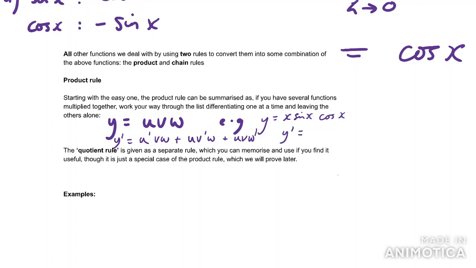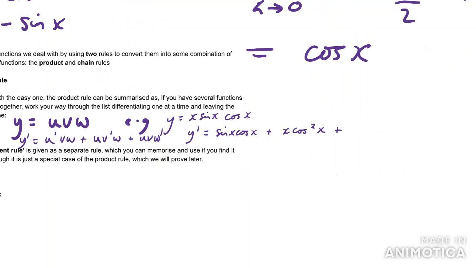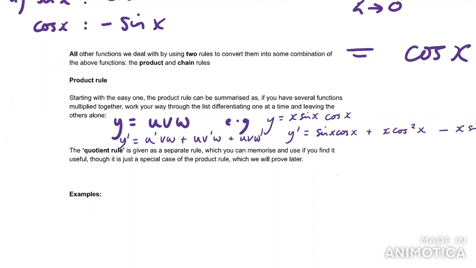So if you write that down, then you can see that the first one will be sine x cos x plus x cos squared x plus the minus x sine squared x. So that's the product rule.